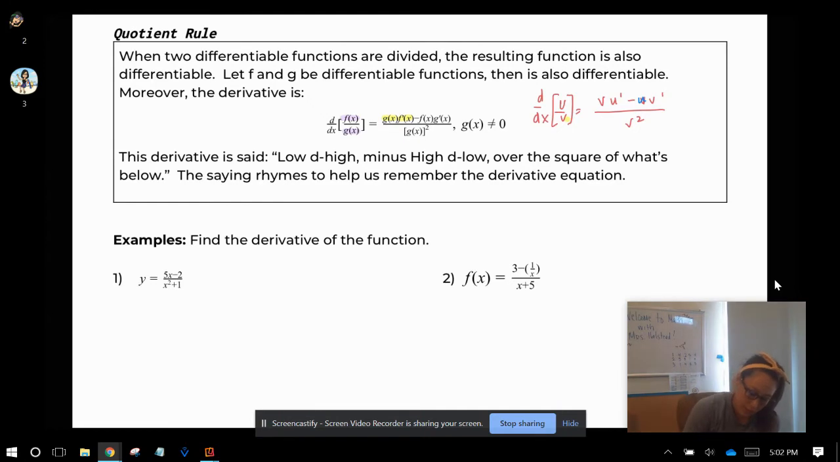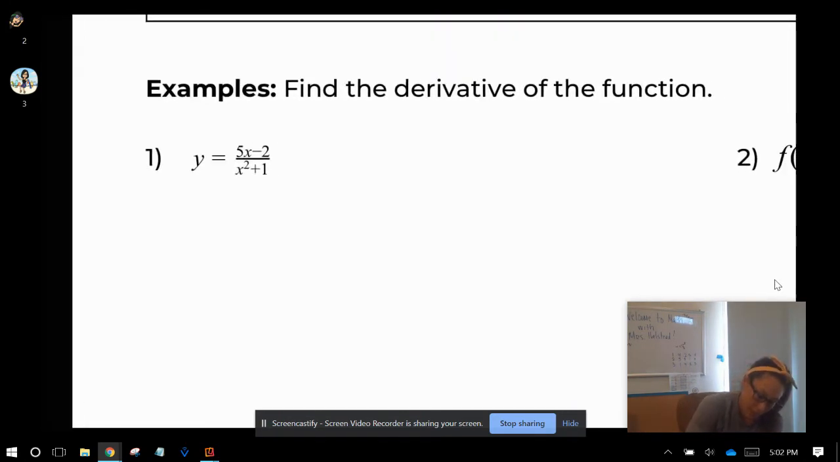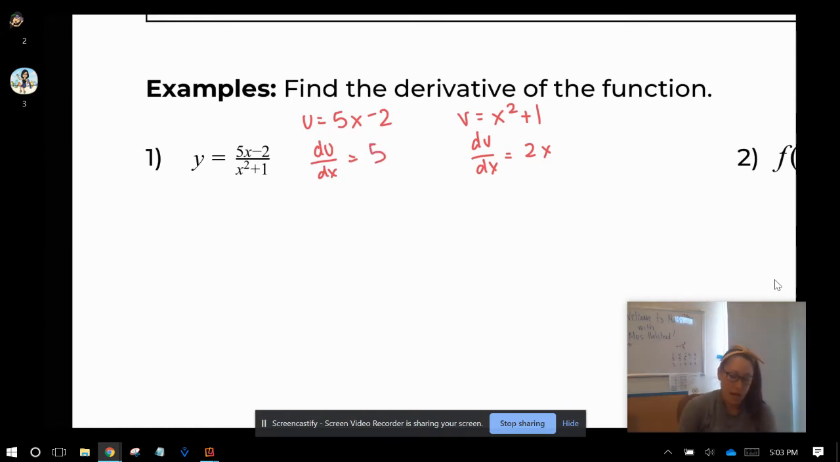So let's go ahead and start. Okay, I'm going to label the top as u, which is 5x minus 2, that's my high. My low is x squared plus 1. So the derivative of the low with respect to x is 2x, and the derivative of the high with respect to x is 5. So we say low d high minus high d low. I like to put it in parentheses.